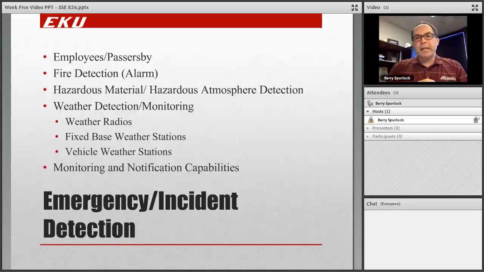Now, if you have folks that are out and about, maybe they're working in remote areas, they may not have a weather radio in a truck, what have you. They rely on a local AM or FM station. Vehicle weather stations, vehicle weather alert systems are available, and it's something you may want to consider.